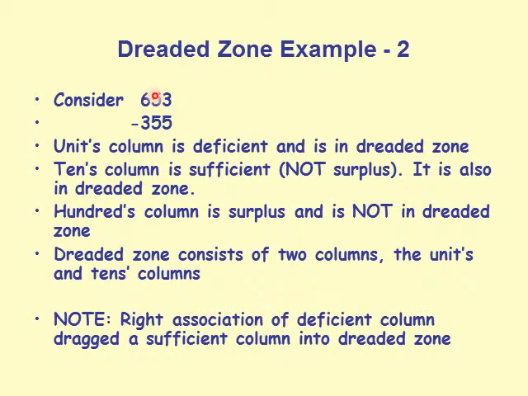Note, the tens column was a sufficient column, but it came into the dreaded zone because the column on the right was deficient and was in the dreaded zone. So the right association of a deficient column dragged a sufficient column into the dreaded zone. If the right column was not deficient or not in the dreaded zone, 5 minus 5 would have been a safe column. But because of the right association of a dreaded zone column, 5 minus 5 is in the dreaded zone.